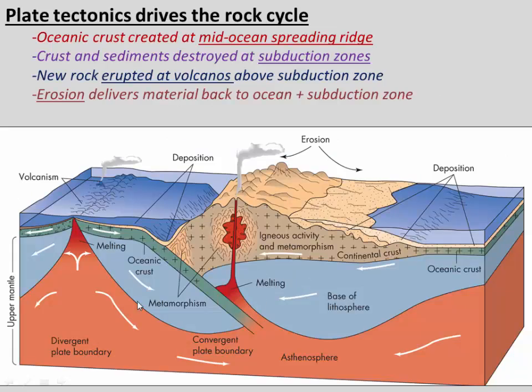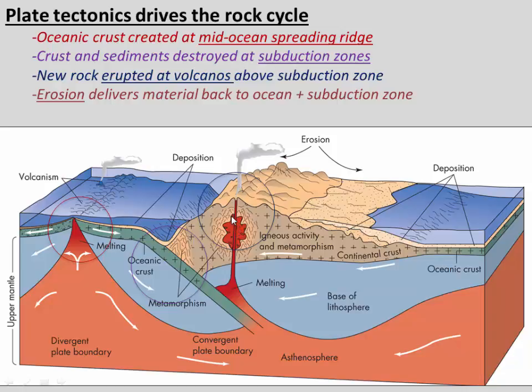So if we combine these two basic elements of the spreading ridge and the subduction zone, those are two key pieces of the rock cycle. We just showed how oceanic crust is created at the mid-ocean spreading ridge, and then that same oceanic crust is destroyed at subduction zones, along with whatever sediment is on top of it. But we call it a cycle because nothing is ever truly destroyed. That rock goes down the subduction zone, it gets melted, and it comes back up where it can be erupted at volcanoes, or it can cool and make new igneous rocks.